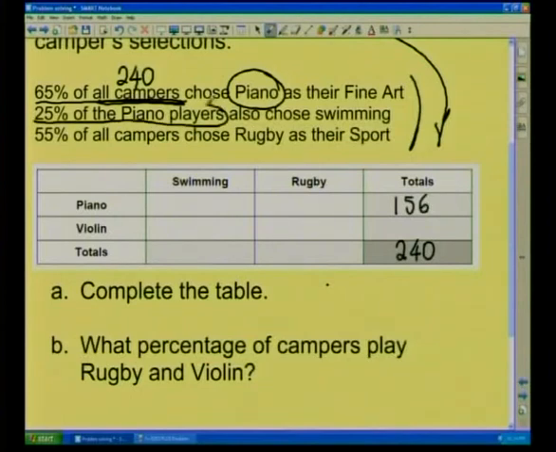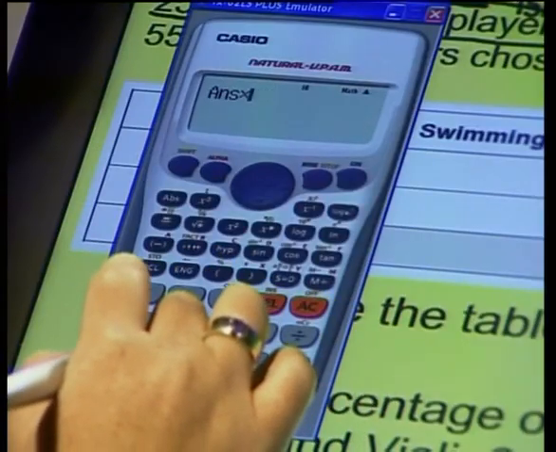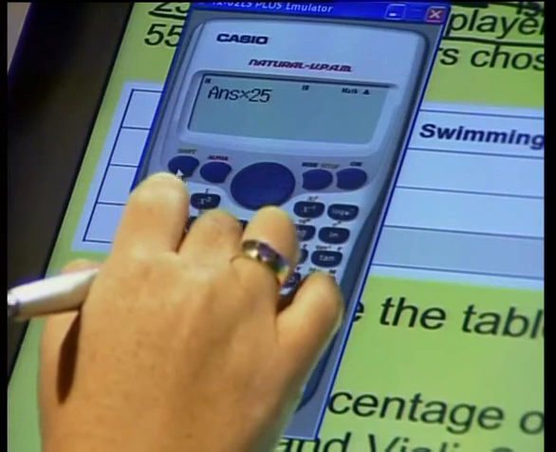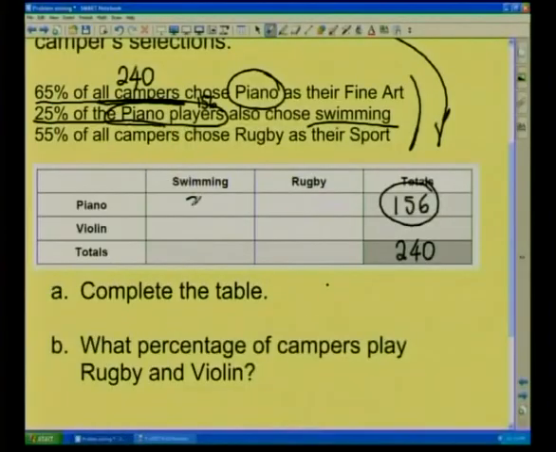25% of the piano players. Okay, we know that there's going to be 156 piano players, so it's going to be 25% of the 156 chose swimming. So we're going to take 156 and times that by 25%. And that's going to be 39 that did swimming.